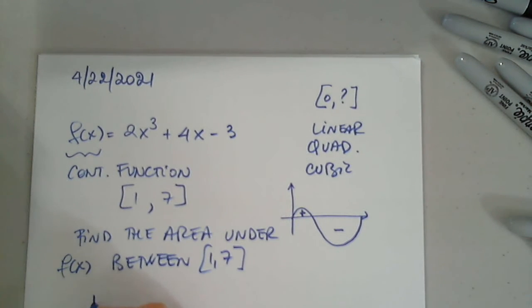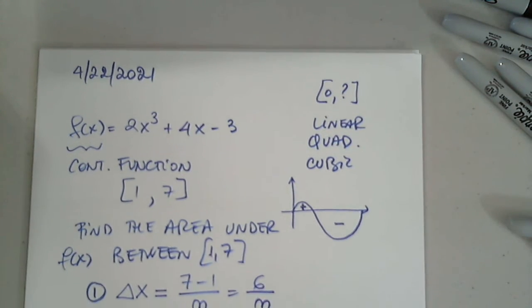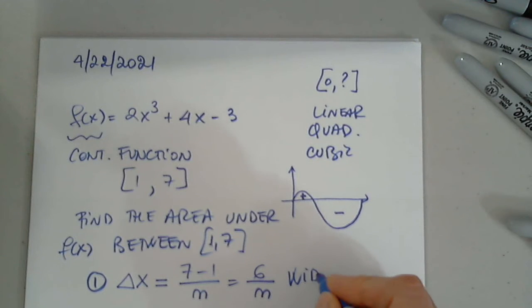Okay? And remember the 3 preps. First prep is delta x. 7 minus 1 divided by n. So that is 6 over n. And this is, remember, the width or the base of each rectangle. Stop me if you have questions anytime, please.